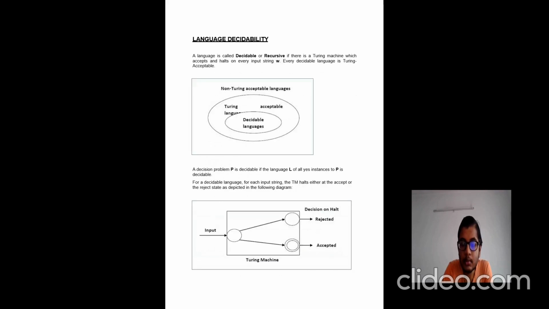So now, language decidability. A language is called decidable or recursive if there is a Turing machine which accepts and halts on every input string w. Every decidable language is Turing acceptable. A decision problem P is decidable if the language L of all yes instances of P is decidable. For a decidable language, for each input string, the Turing machine halts either at the accept or the reject state, as depicted in the following diagram.